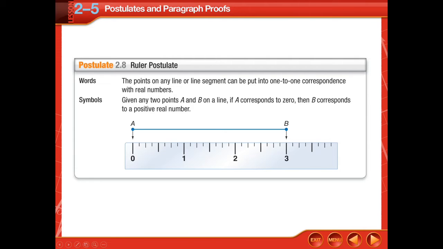The ruler postulate just states that if we can put a number line on a ruler, then we can match up numbers to points, and we can get measures of lines.